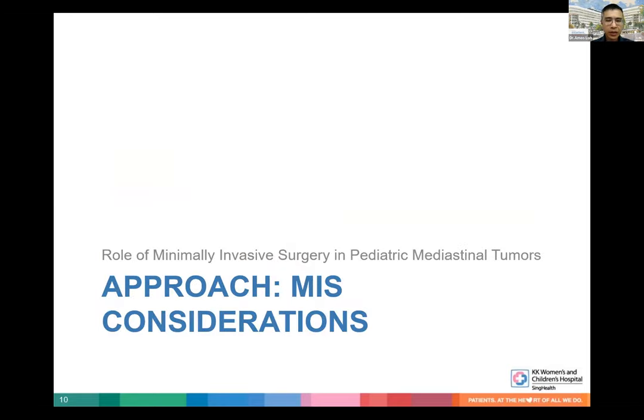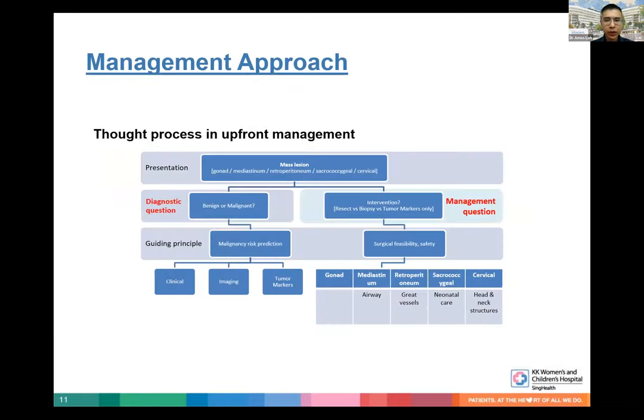So let's think about this in the context of approach. I usually share this algorithm with our trainees when we talk about approach to a mediastinal mass in general. As we go down the algorithm, we ask a diagnostic question: is this benign or malignant? And we use malignancy risk prediction to tell what is best to do. We use a management question to think about intervention, and this is where it starts to stratify.